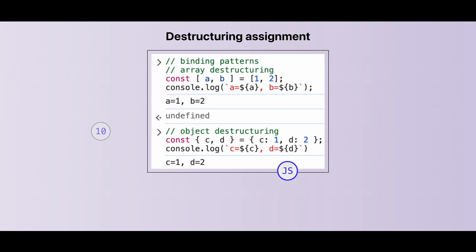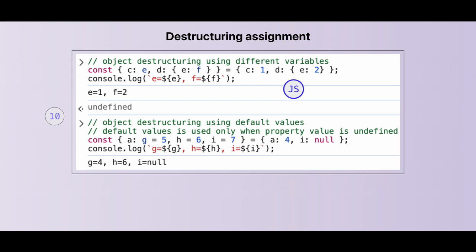For object destructuring, we have to include the same property names as in the object on the right-hand side. Here, properties C and D of the object are assigned to variables C and D. Also, you will be able to fetch different properties of an object into separate function arguments if a function receives an object as input. You can also use different names in object destructuring.